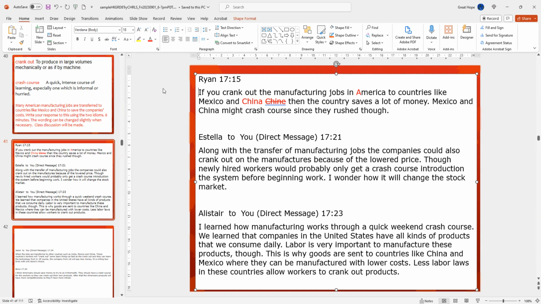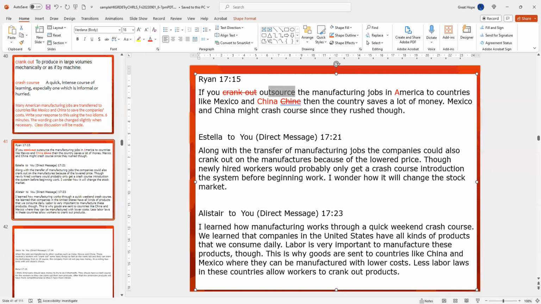If you crank out the manufacturing jobs in America to another country... All right, so it's not like you crank out the job in America too. It's not sourcing. That means sourcing. You know what I mean, Ryan? You don't say crank out the job to, but you say you remove, or you outsource. That's called outsource or source.